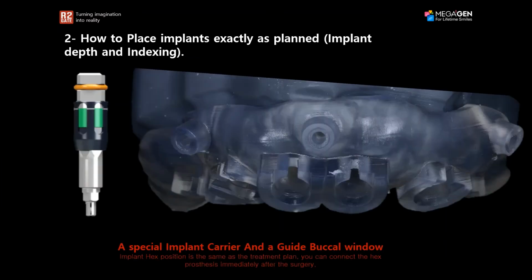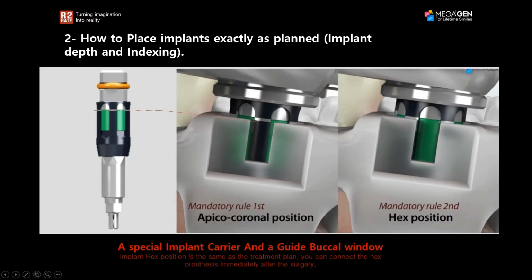Now, challenge number two is how do we place implants exactly as planned in terms of the implant depth and the indexing. I'll tell you how we could do that through a special implant carrier and a special window in the surgical guide design. When you're placing your implant through the surgical guide, we have two rules that you need to apply. Rule number one, while placing the implant through the surgical guide, I need to make sure that this horizontal marking right here, the silver mark, coincides with the top of the surgical guide. It means that this implant has been placed to the correct depth.